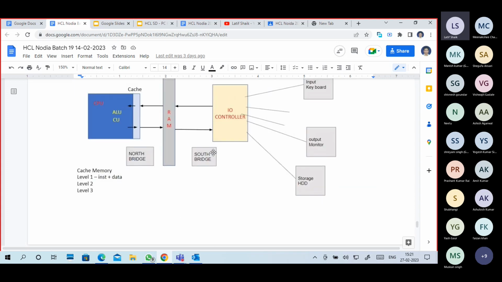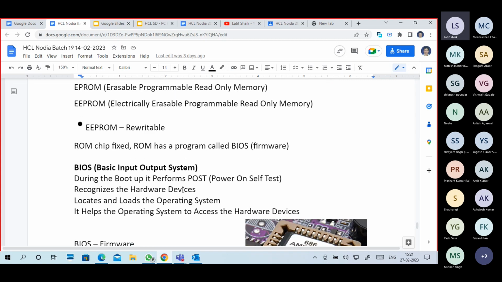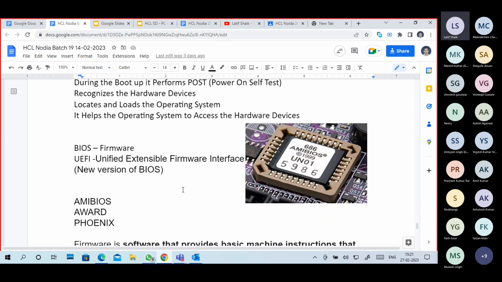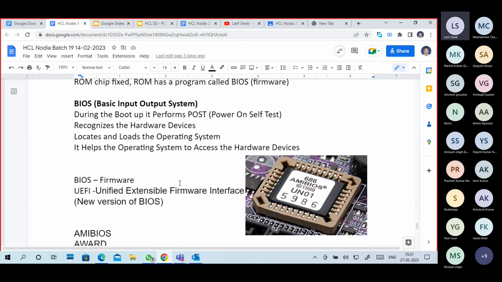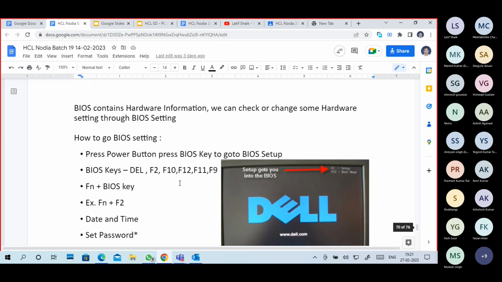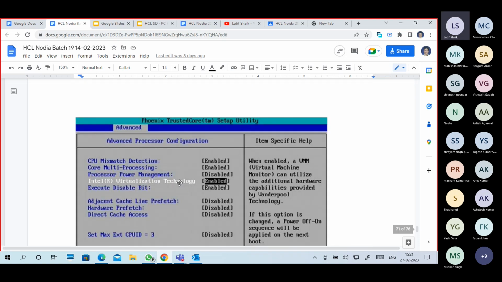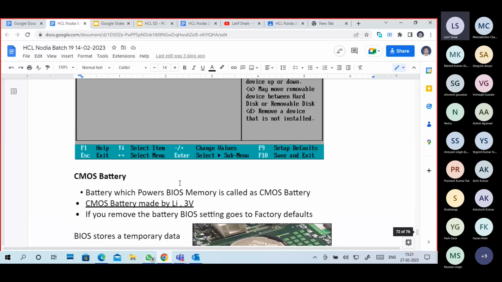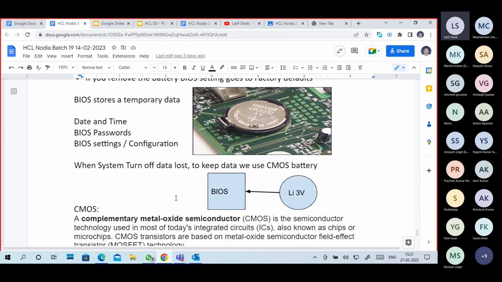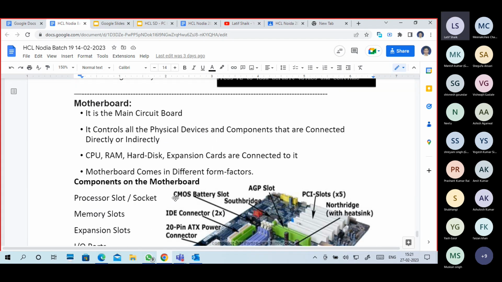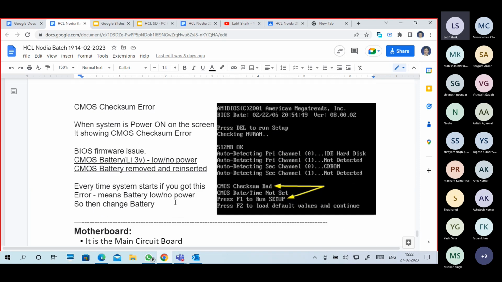And also I told north bridge and south bridge. Read-only memory, and what is read-only memory, ROM, and what is BIOS, what is the use of BIOS, and what is meant by BIOS settings. Okay, how to change the BIOS settings, what is boot priority, and what is BIOS battery or a CMOS battery. Okay, it is a lithium battery. What is the use? If you get a CMOS checksum error, what are the possible things?